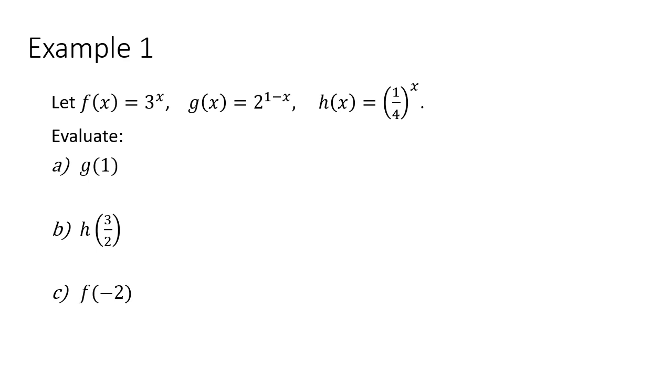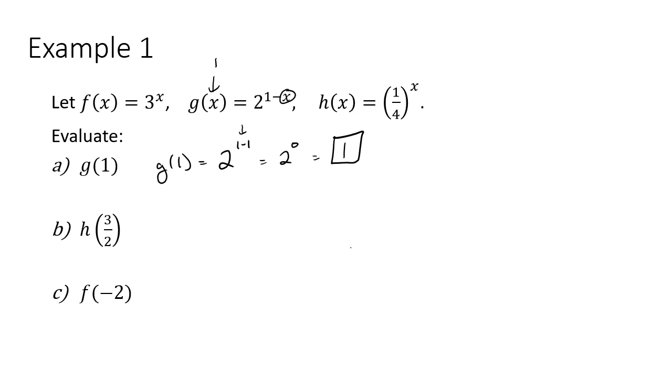All right, so for part A, we've got g of 1. So we're going to plug in 1 for x into the g function, which would give us 2 to the 1 minus 1 power, because the 1 goes in for this x right here. And we can do the math inside the exponent now. 1 minus 1 is, of course, 0. So this is 2 to the 0th power. And remember, by properties of exponents, anything raised to the 0th power is always equal to 1. And so g of 1 would be equal to 1.